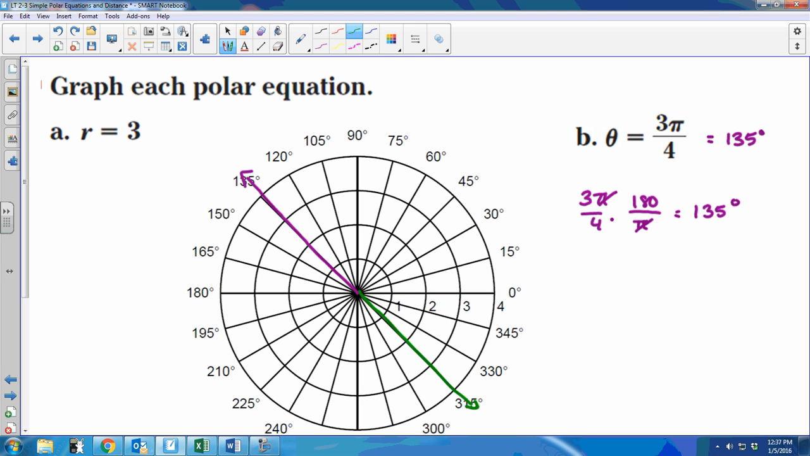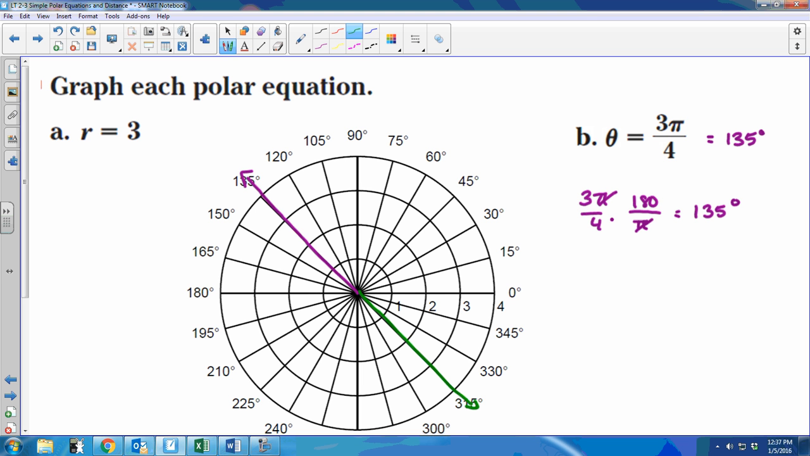So in summary for you, if you have an equation that says r equals k, it should make a what? Circle. If you have an equation that says theta equals k, you should have a line. Questions about learning target 2?